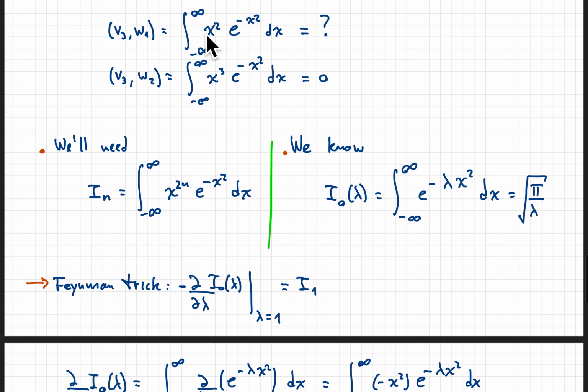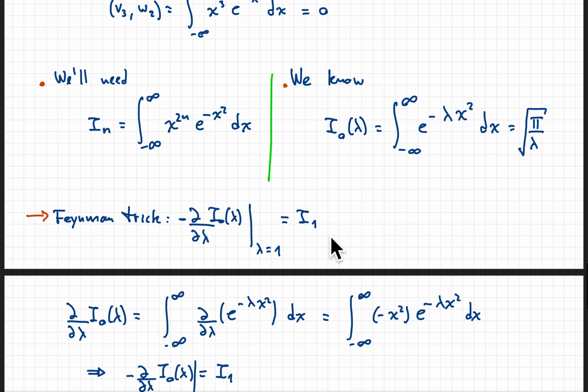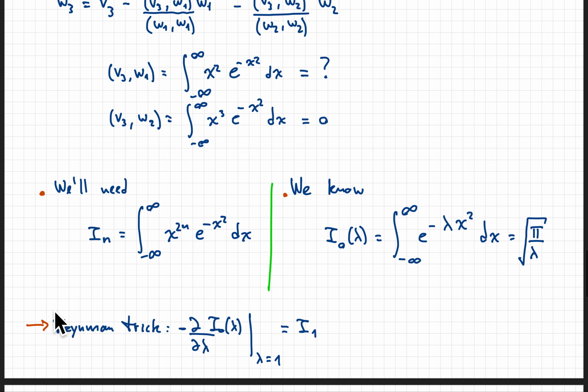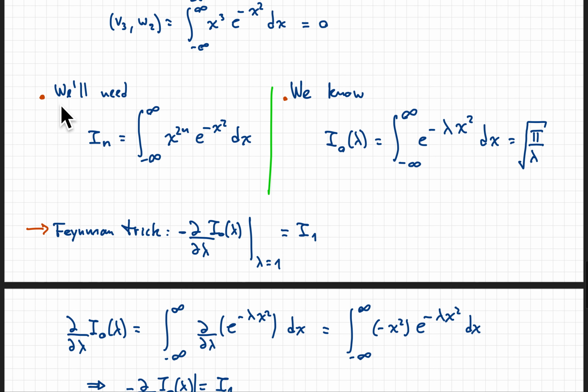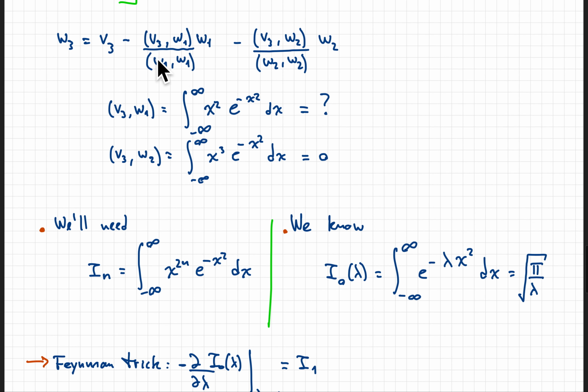Remember, we need this integral here. So up to a minus sign, we have that integral. And if we were to take more derivatives, you can see that we would access any arbitrary power n here in the exponent. And so we go ahead then and we say, if we flip the sign on both sides of the equation, then minus the derivative with respect to lambda of I0 of lambda gives us simply I1, which is one of the integrals that we need, the main one that we need today to calculate W3.